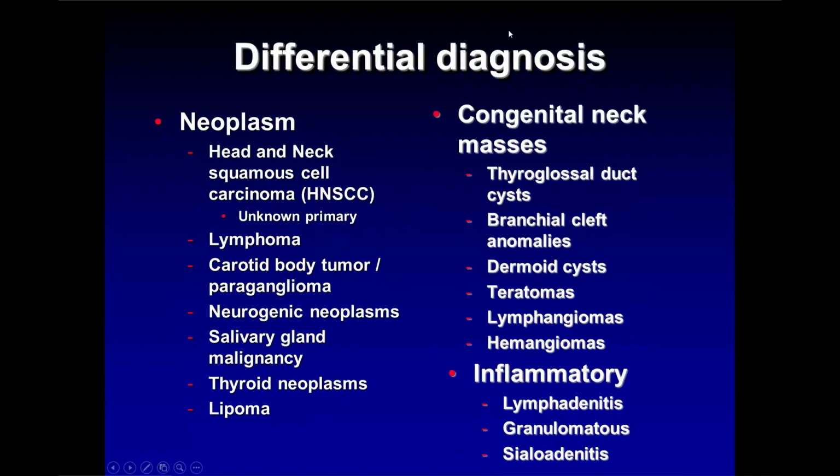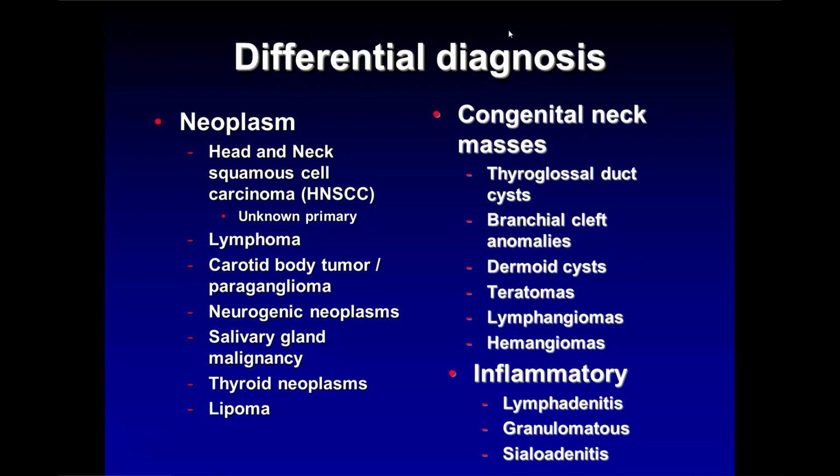So let's look at the differential diagnoses. Now, this is not an exhaustive look. There's a number of other pathologies. These are the most common ones. And you can see many of these are managed quite differently. So it's important how you approach the neck mass in order to get a diagnosis and then embark on the appropriate treatment modalities.